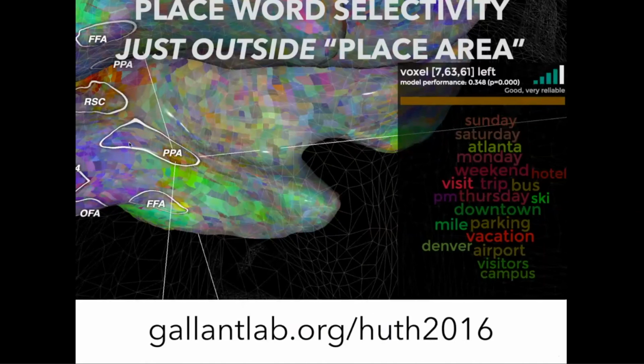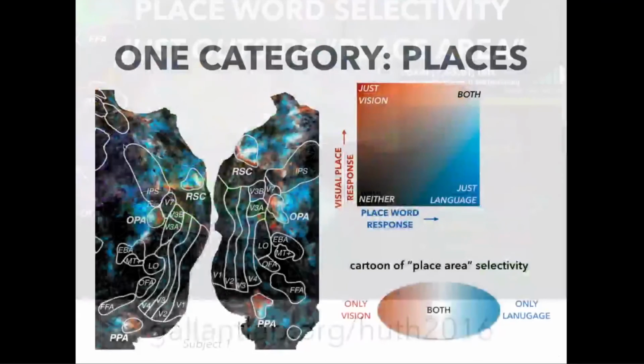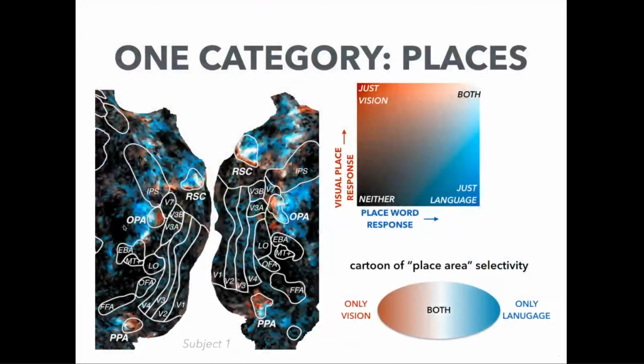So we thought, this is weird. Let's dig deeper and figure out what's going on. So I did a targeted analysis that was just looking at place concepts, how they're represented. And that came out looking like this. For each voxel, I took a selection of words related to places. I predicted how each voxel would respond to those words using the visual model and using the language model. So this is using the data from the movies and the data from the stories. And then I plotted them here on this 2D color map.